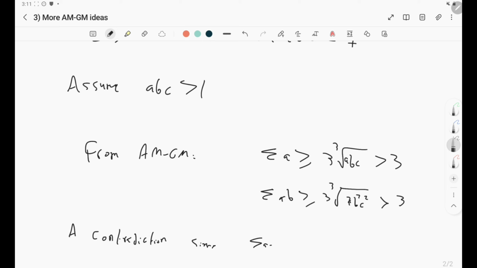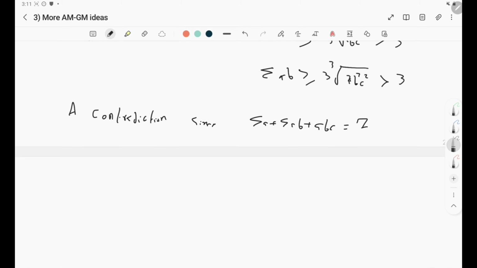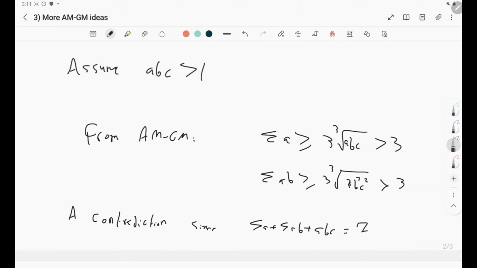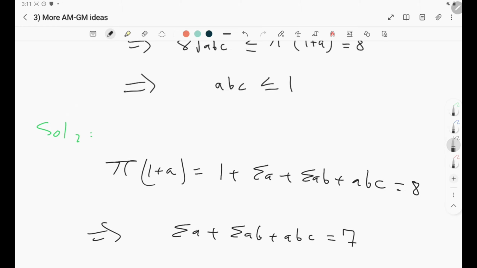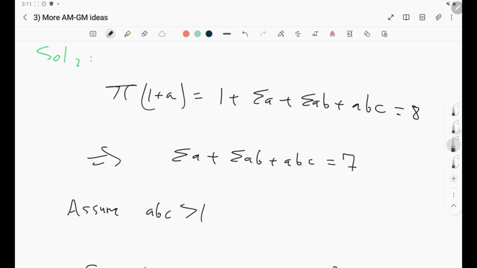Since sigma A plus sigma AB plus ABC is equal to 7, and hence, of course, ABC is less than or equal to 1. Okay, what's the idea of this solution? The idea is always know that ABC is the smallest number.